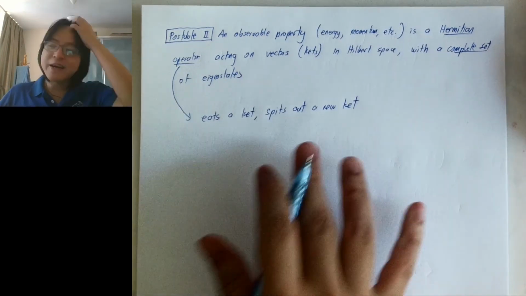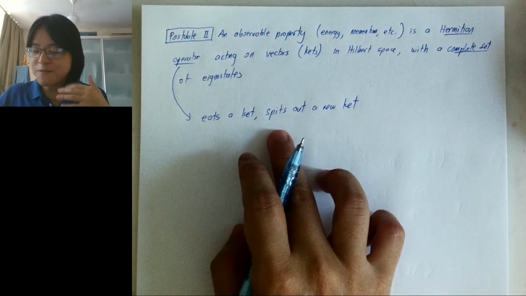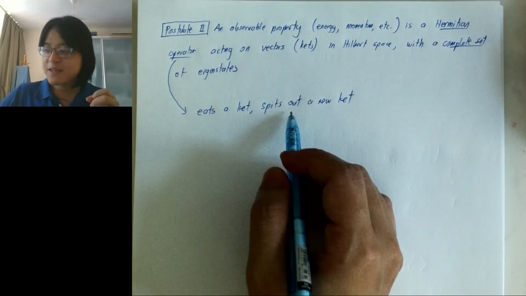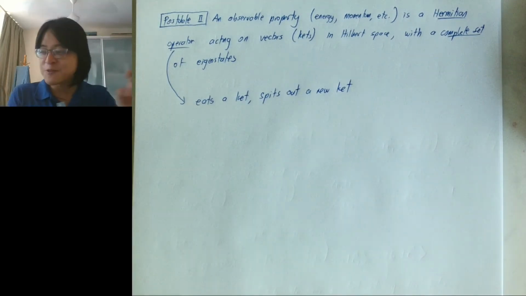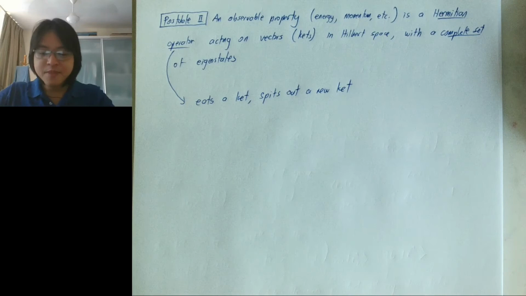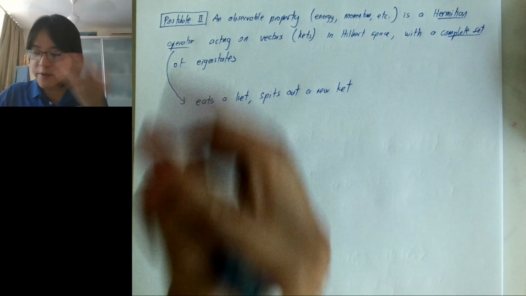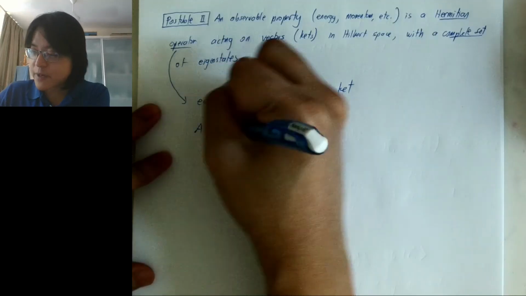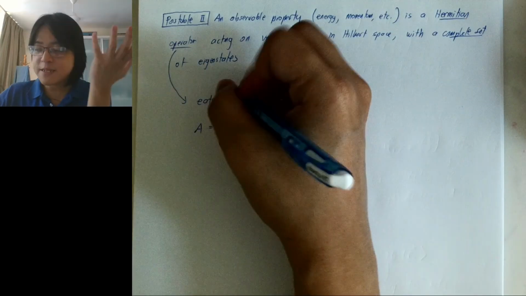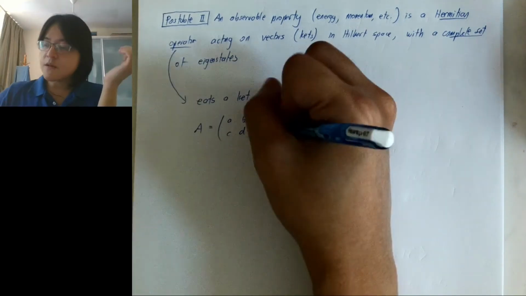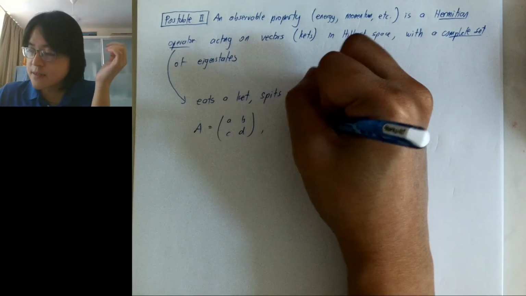Like I said, in my own mind, when I learned this for myself, I said "shit out a new ket," but it sounds too bad to be in a lecture note, so I say "spit out." Okay, so it spits out a new ket. So let's take an example of an operator. The simple example is still some kind of matrix, right? A, B, C, D. Okay, so let's say this operator eats this ket.